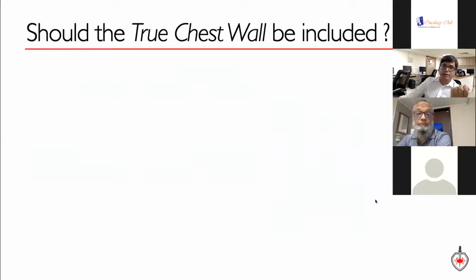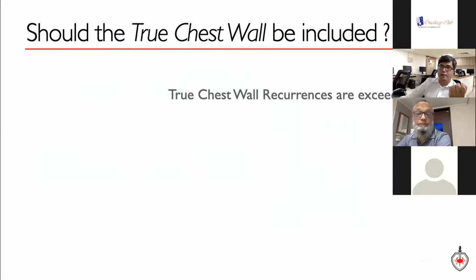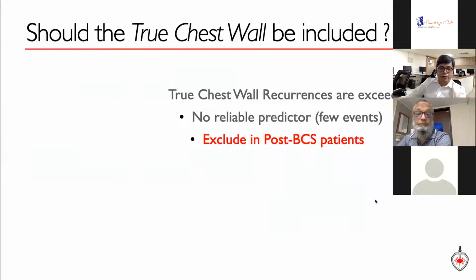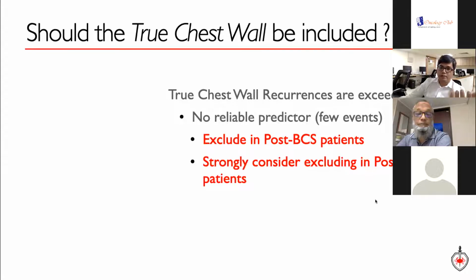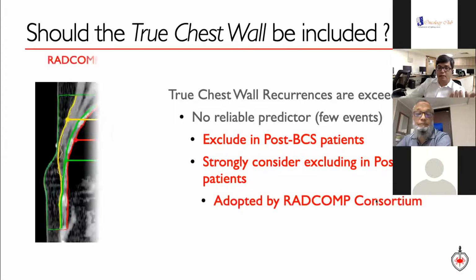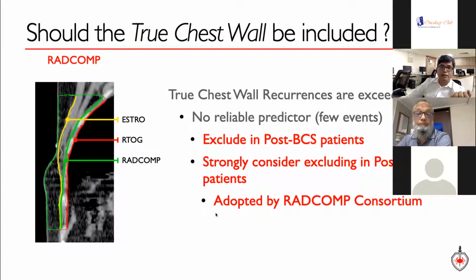So should the true chest wall be treated? Recurrences are extremely rare. There are no reliable predictors. There are only 6 cases that I could find in the extensive literature review which identified recurrences in the ribs and intercostal muscles. They should definitely be excluded in patients who are undergoing adjuvant radiation after breast conservation surgery. We should also strongly consider excluding them in patients who have undergone a mastectomy. And this has also been adopted by the RADCOMP guidelines, which are an evolution of the RTOG guidelines. And it definitely reduces heart doses.